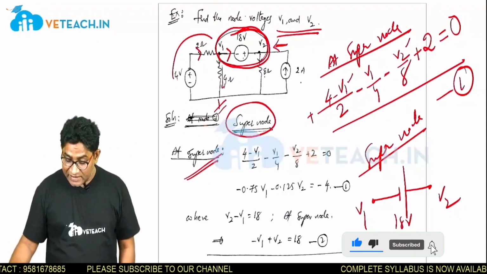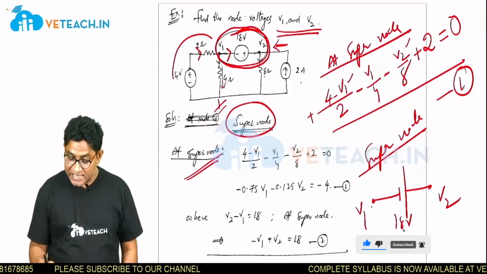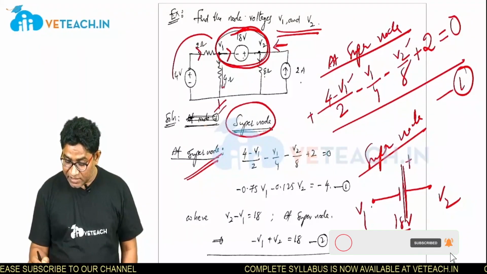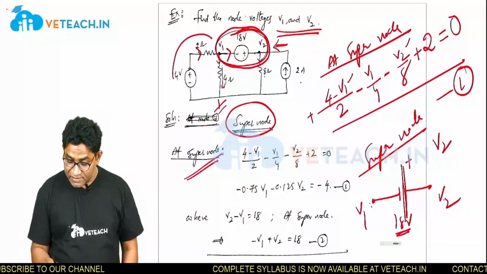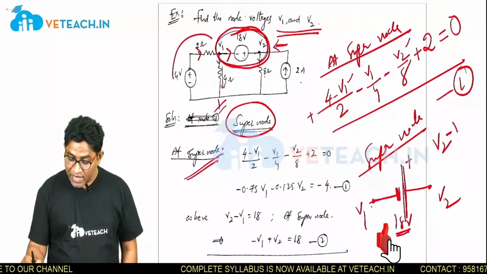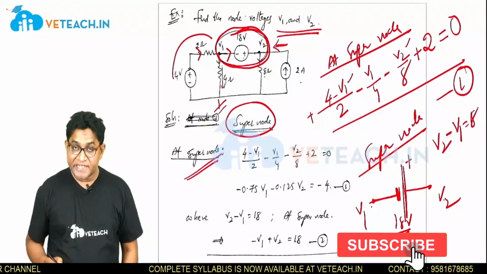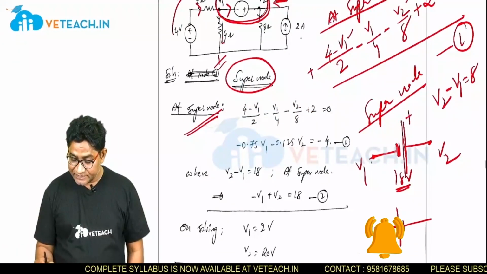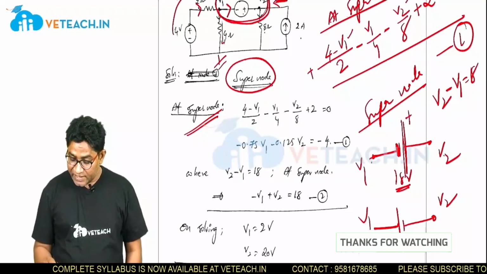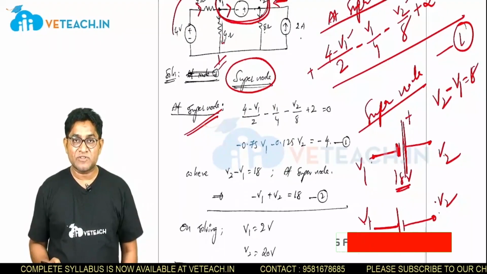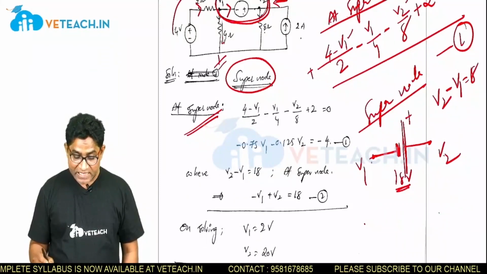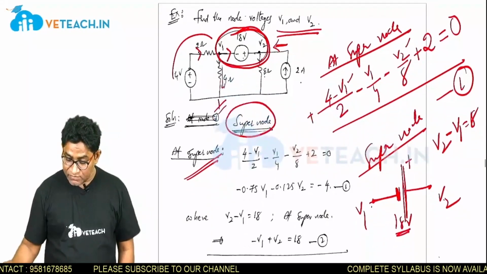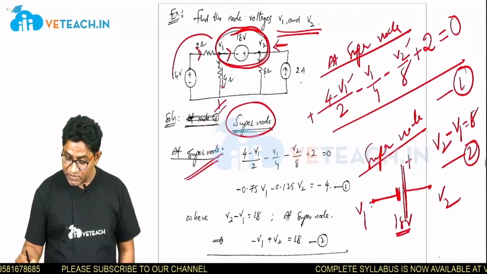If you observe here, that means V2 minus V1 is 18 volts. V2 is connected to the positive terminal, whereas V1 is connected to the negative terminal. So V2 minus V1 is equal to 18 volts. Suppose if it were the other way around, then V1 minus V2 would be equal to 18 volts. But in our circuit this is minus and this is plus, so V2 minus V1 is equal to 18 volts, which is equation number 2.